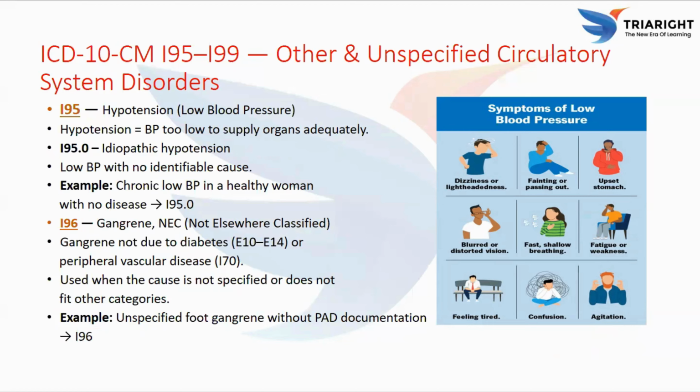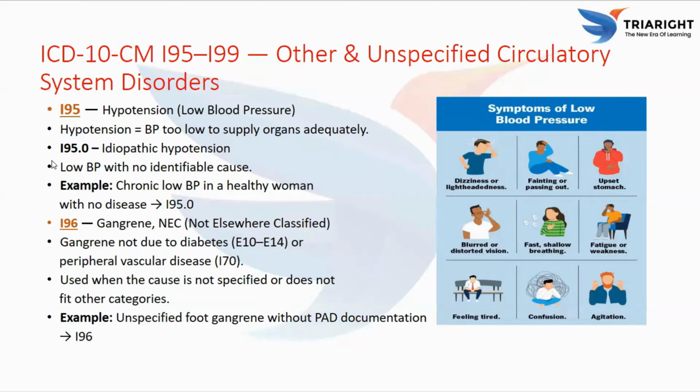So next, let's talk about I95. What does it describe? Hypotension. So what is hypotension? It's a blood pressure which is too low to supply organs properly. What are the common symptoms of low blood pressure? You can see here in the picture: dizziness, fainting or passing out, upset stomach, blurred or distorted vision, fast or shallow breathing, fatigue or weakness, feeling tired, confusion, and also agitation. So these are all the symptoms of low blood pressure, nothing but hypotension.